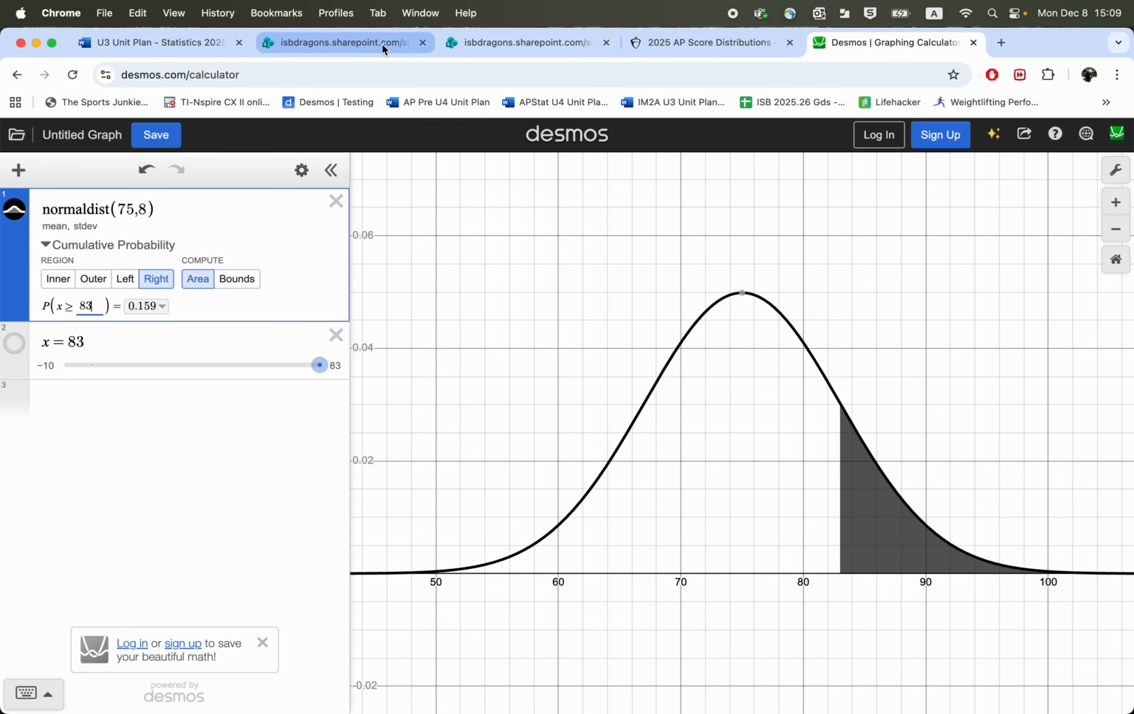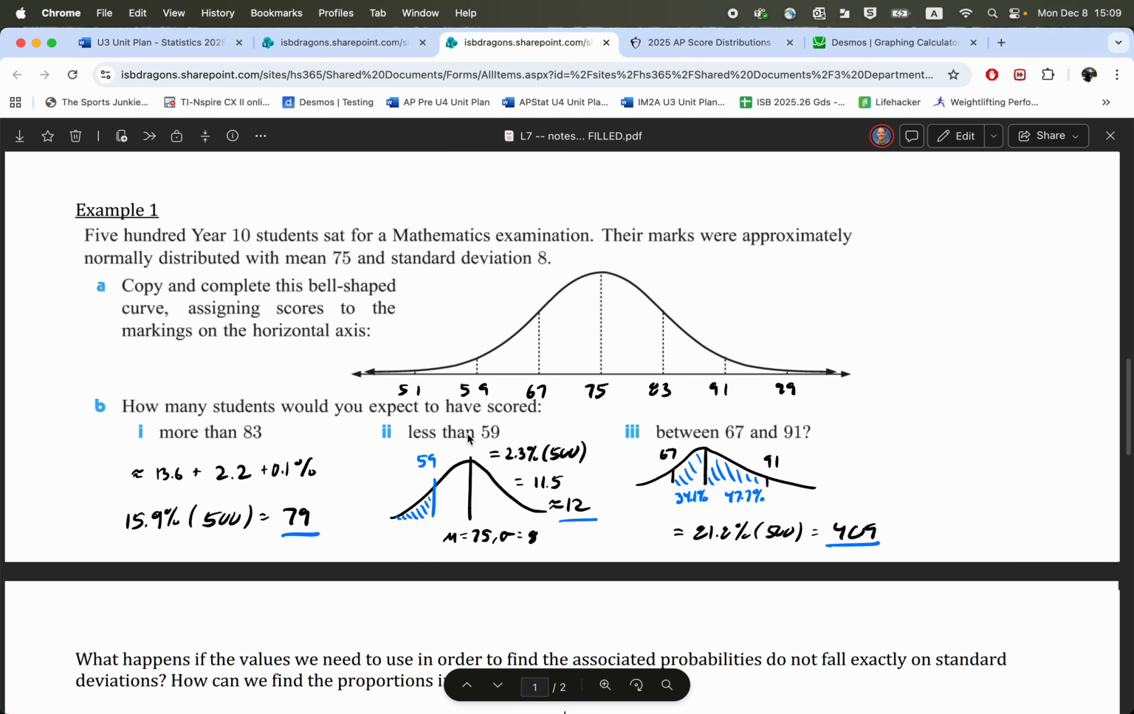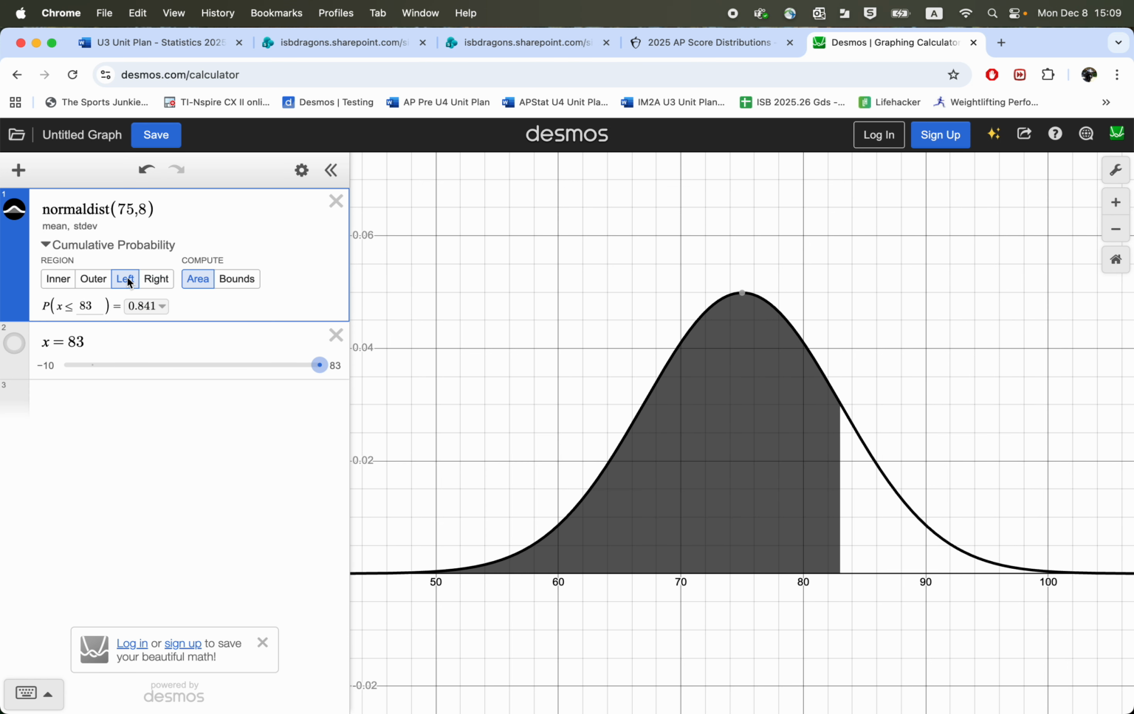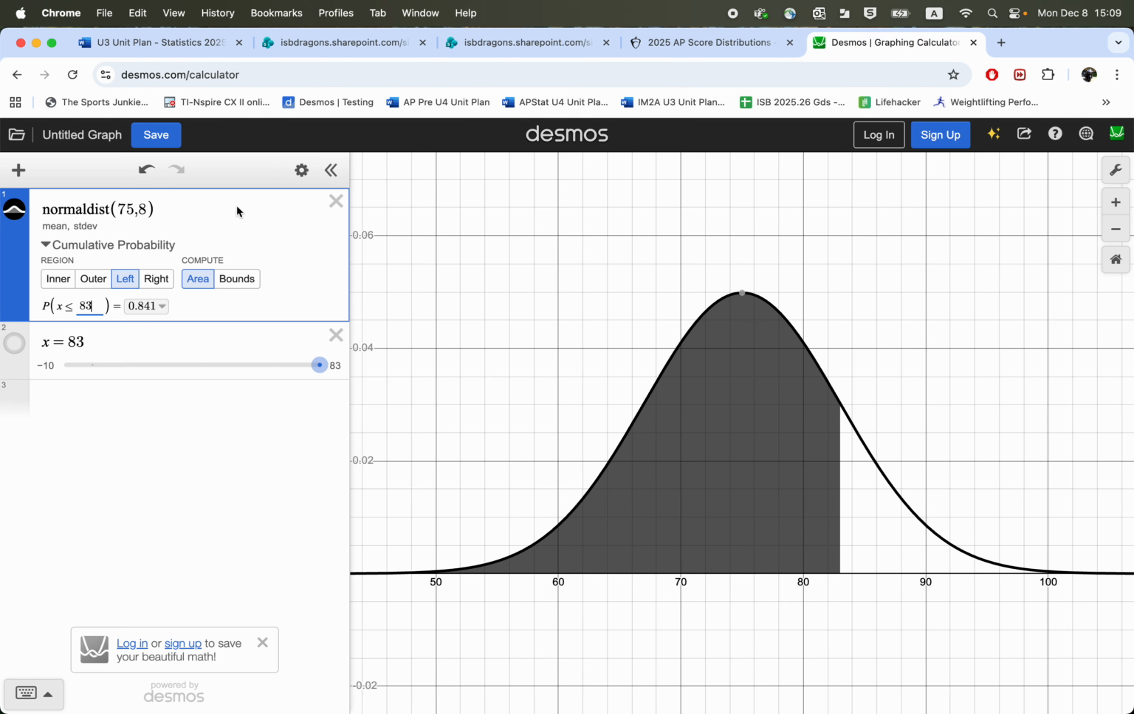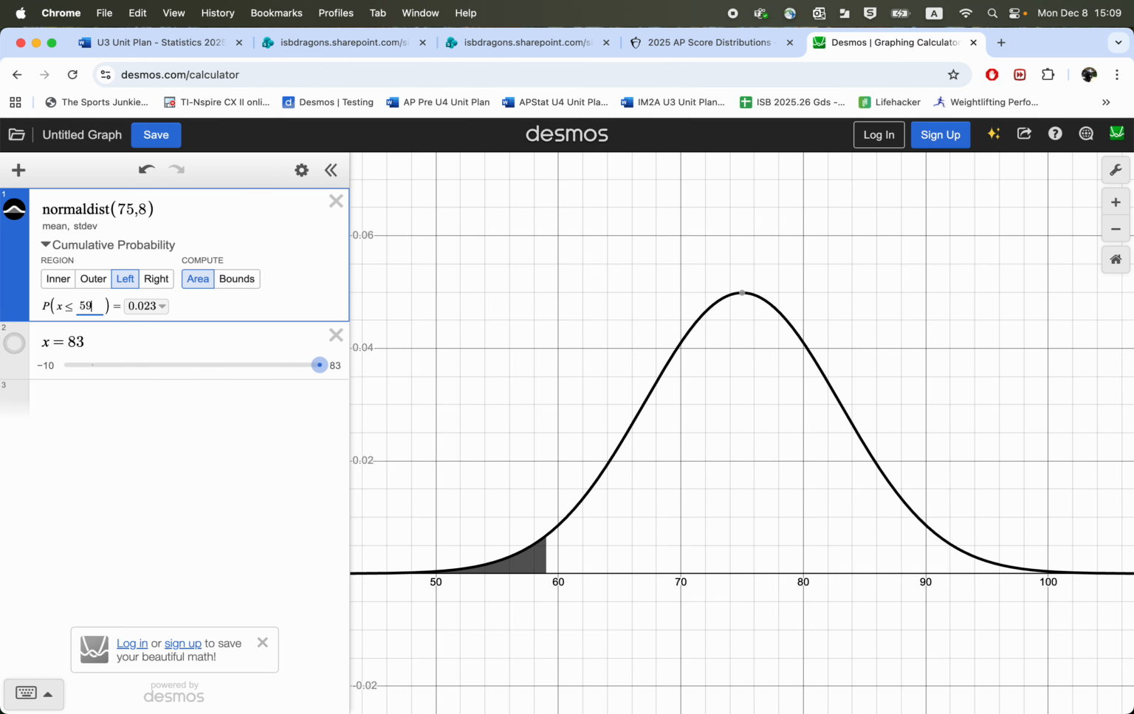Okay, if we do a couple more, less than 59, then I'm going to compute this area, and then I should multiply that percentage or that decimal by 500. So if you look at this picture, we should be getting 2.3%, which is going to be about 0.023. So again, on Desmos, now I'm going to select a left area. The boundary for that area is now 59. This says less than 59, so I need to change this inequality so that I've got 59.